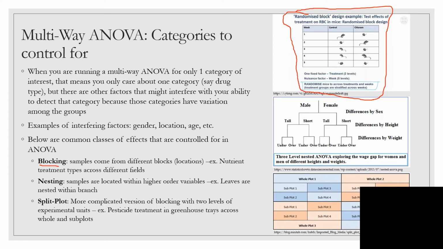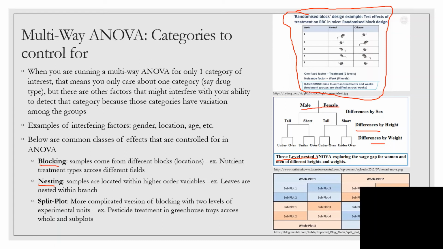Another thing you might control for is nesting. So samples are located within different higher order variables, like leaves nested within branch, or maybe the example here, that this is actually 3 levels. You're maybe looking at weight and height, which is going to be nested in male and female differences.